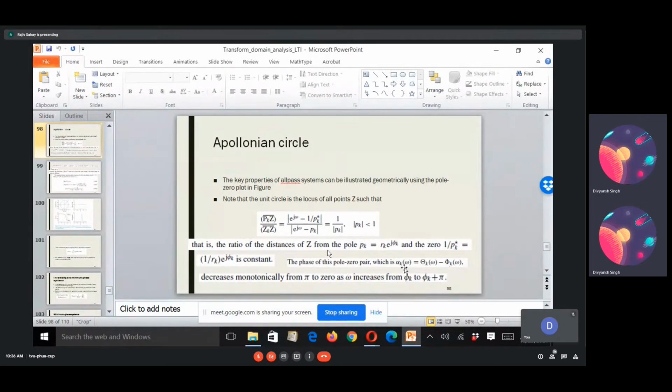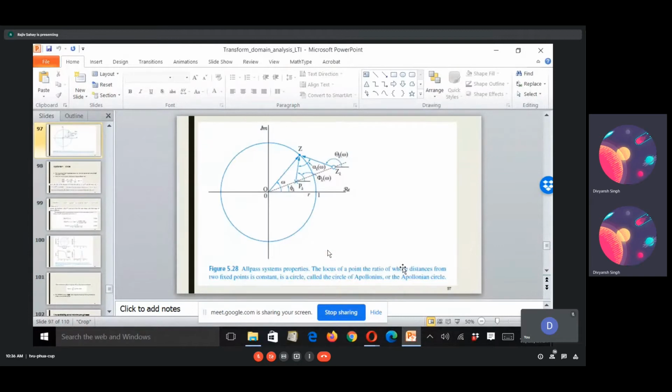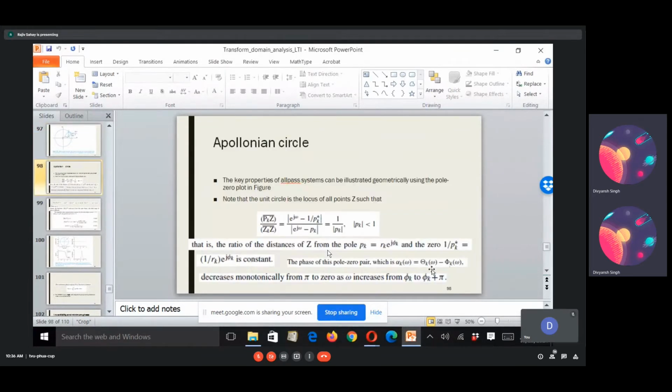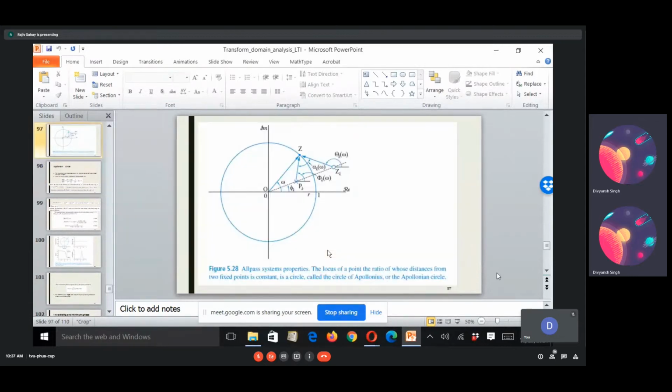So the phase of this pole zero pair is alpha k omega. That is the phase, given as theta k omega minus phi k omega. You see these two angles? Theta k omega minus phi k omega is equal to alpha k omega. So this will decrease monotonically from pi to 0 as omega increases from phi k to phi k plus pi. You can see this diagram.